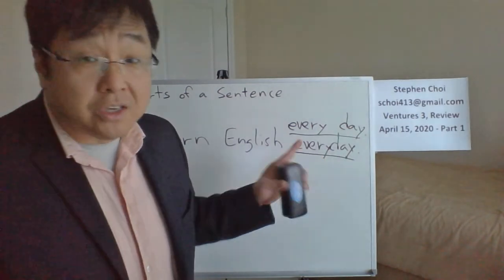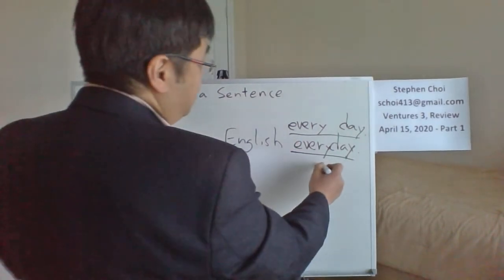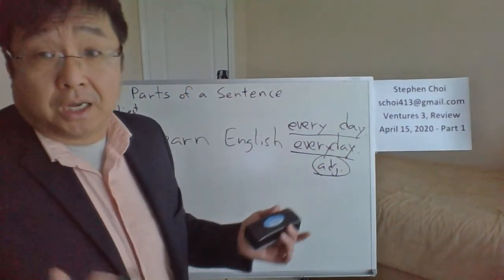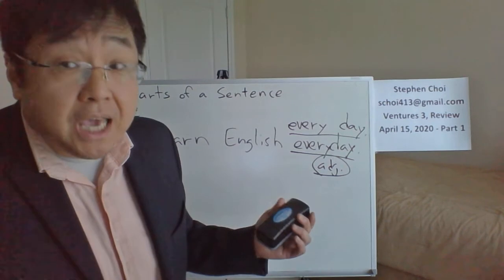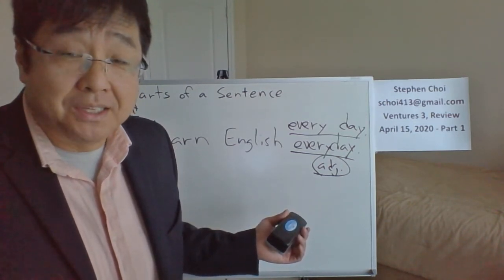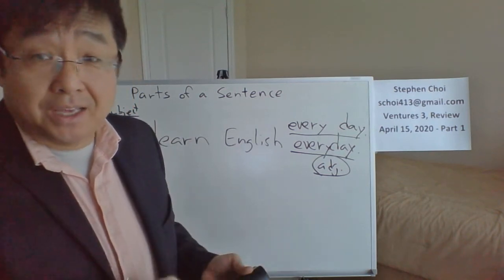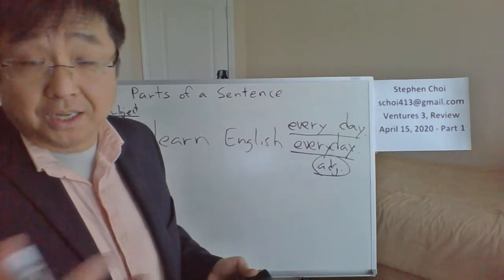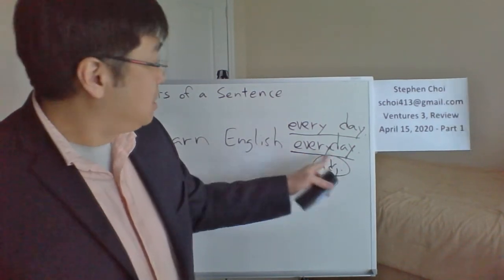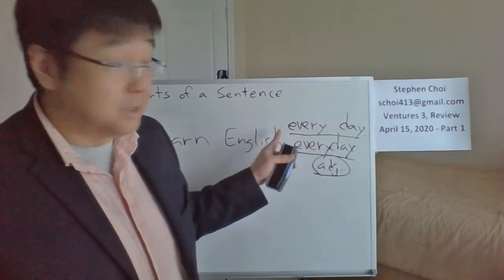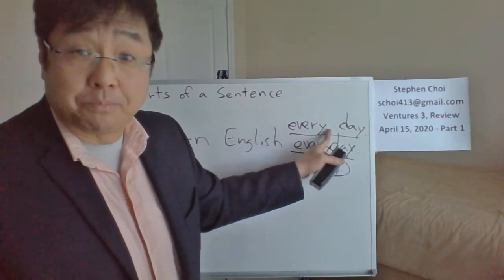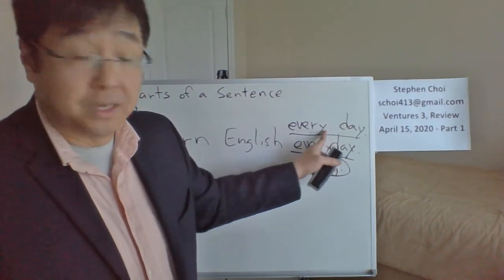Every day together, that's when you use it as an adjective, like in the sentence, studying English is my everyday activity. So everyday describes activity, a noun. So that's an adjective. When we use it as an adjective, there's no space. It's just one word. But when you use it like an adverb phrase, every day, you have to have a space, okay?